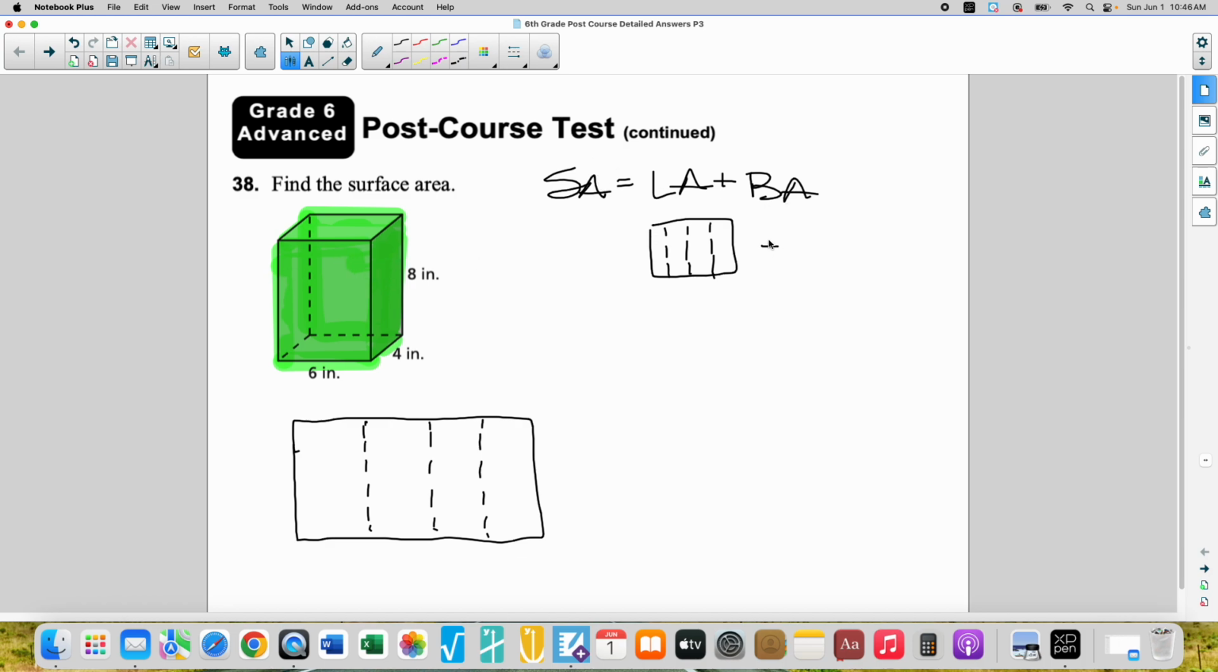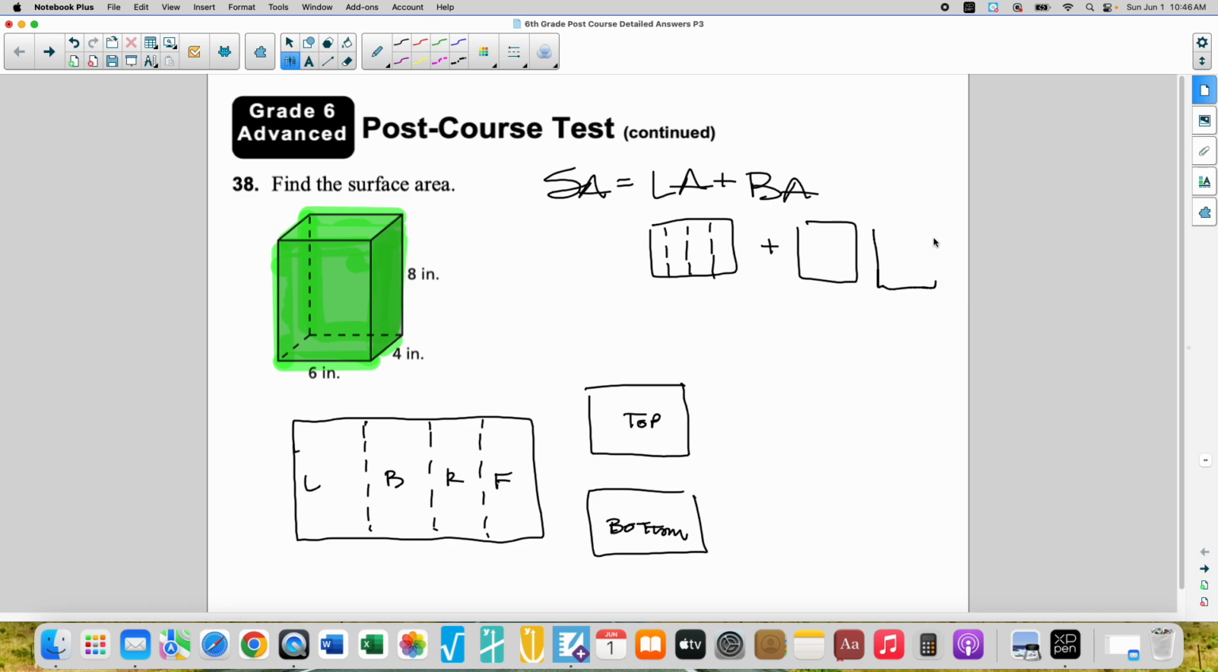And then we're going to add the base area. And the base area is actually, we have 2 of them. We have a top, which is a rectangle also, and we have a bottom. So you have the left, the back, the right, and the front, and then you have the top and the bottom. That is the surface area of the object. So the 2 base areas are 2 rectangles also. So if that's what the surface area consists of, okay, how do we do this?